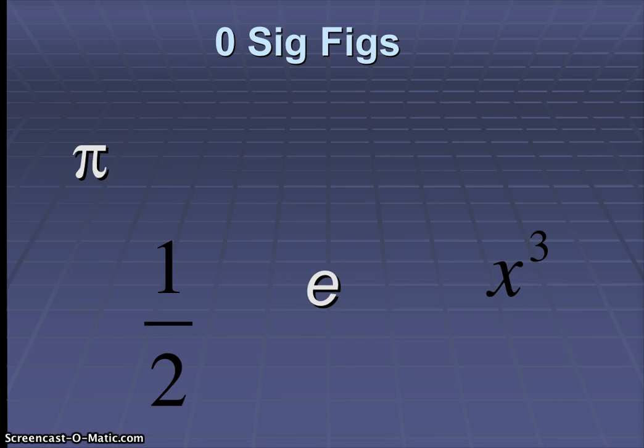The 3 in the x to the third is also that, just a number. If you're doing calculus and you have to dot and carry and bring the 3 down, that 3 is 3, T-H-R-E-E. It wasn't measured, it just is. How many x's did you have? You had x to the third.